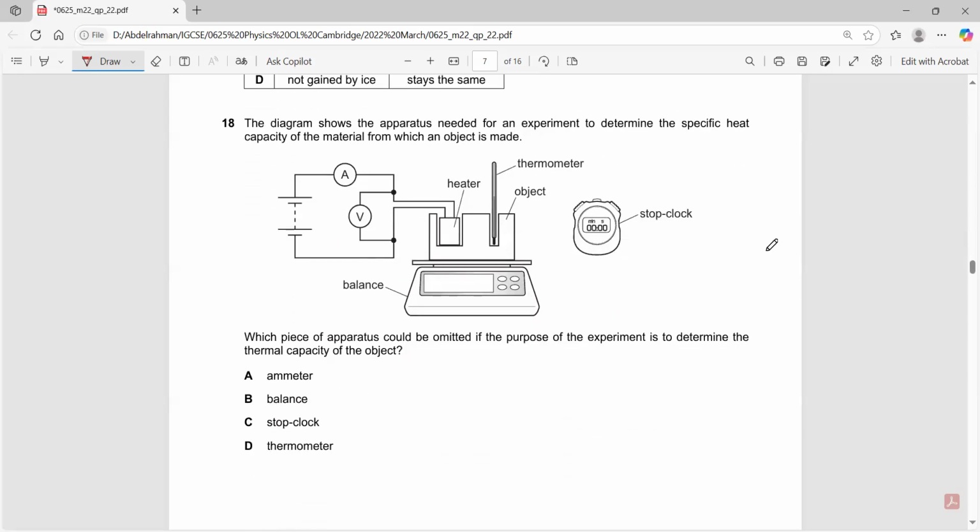Now we have a thermometer. We want to find the specific heat capacity of the material shown, right? Which piece of apparatus could be omitted if the purpose of the experiment is to determine the thermal capacity? So this question is actually cancelled. Why? Because the thermal capacity itself has been removed. I know initially he was talking about the specific heat capacity, but he wants to find the thermal capacity. It has been removed, so this question is cancelled.